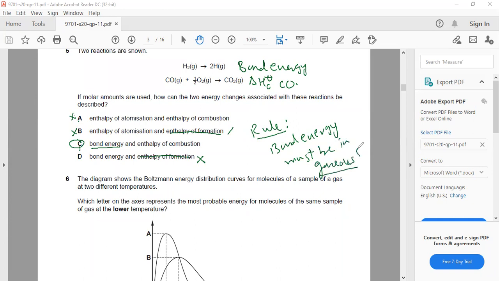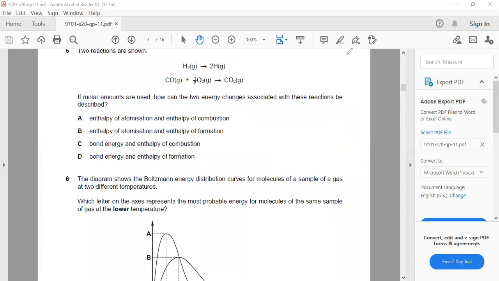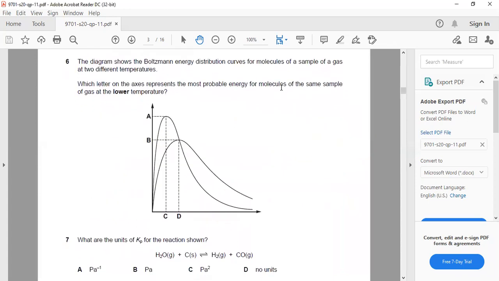Gaseous state. Everything, the bond must be in the gaseous state. And combustion. Yes, this is combustion. Number 6.